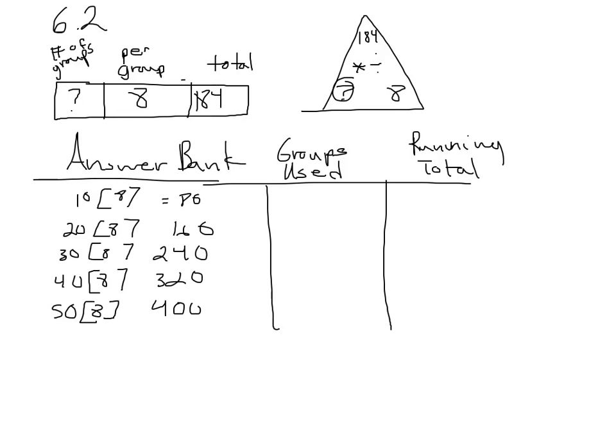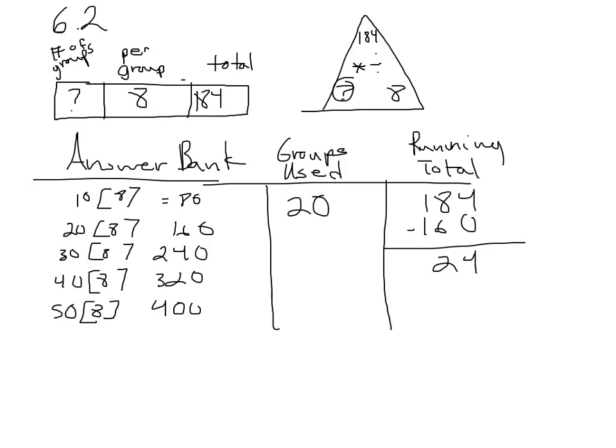Okay. Here we go. I know that my total number is 184. From here, I'm trying to figure out what groups of 8 are closest to that I could take away or take out of 184. Well, 10 groups of 8 is 80. Good, but not close enough. 20 groups of 8 is 160, even closer, but I want to see if I can go even closer than that. 30 groups of 8 is 240. That's going over. Can't use it. So I'm going to use 20 groups of 8. That's going to give me 160. I subtract it out. That leaves me 24.